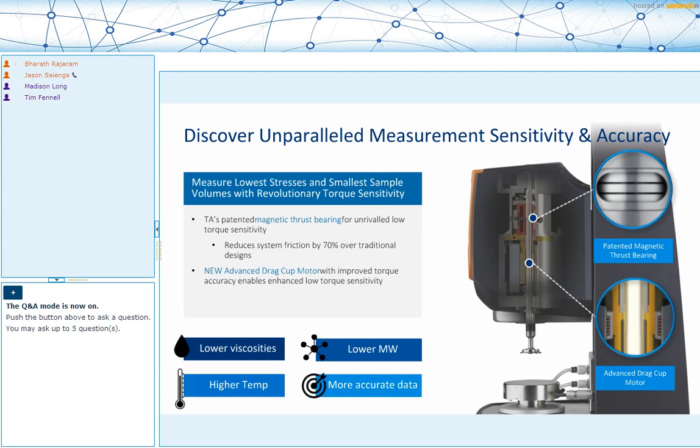So the next question that we have here is, for polymer testing, does this matter? Does TPS really simulate real life viscosities, lower molecular weight materials, or operate at higher temperatures in cases where the viscosity is very low, and get more accurate data across all of these conditions.